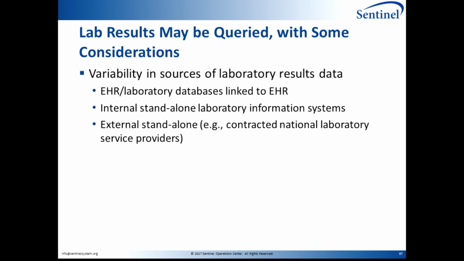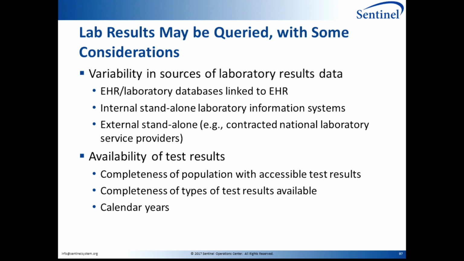Okay, so I already mentioned this. There's variability in the sources of laboratory results data. There are internal standalone laboratory information systems. There are large national laboratory systems. And obviously that level of variability needs to be thought of as these studies are planned. The completeness of a population with accessible test results and the calendar years that data may be complete is all something to consider. And what the Sentinel system has done through its process of highly curating this data, there are characterization reports on all of these laboratory results and across the different data partners.